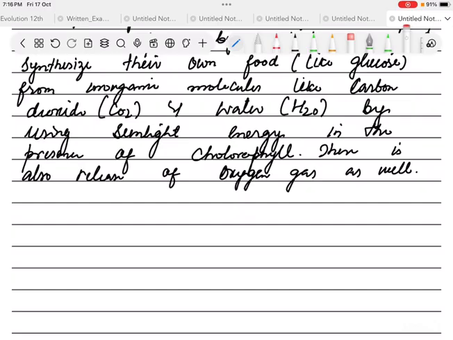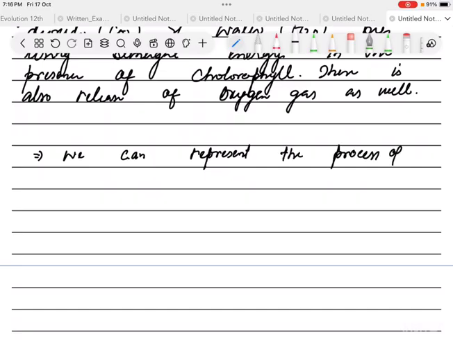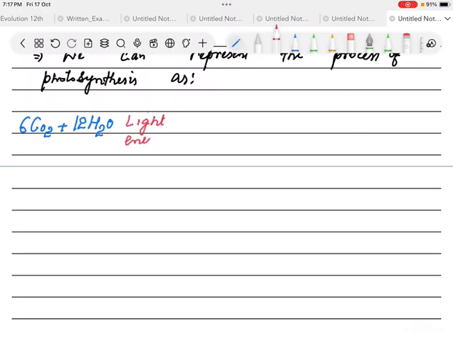Now we can represent the process of photosynthesis. We know that at the time of photosynthesis we require carbon dioxide, we also require water, H2O, and we also require light energy. And that light energy comes from the sun.